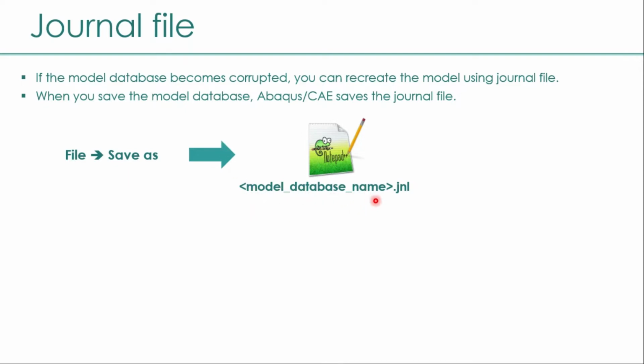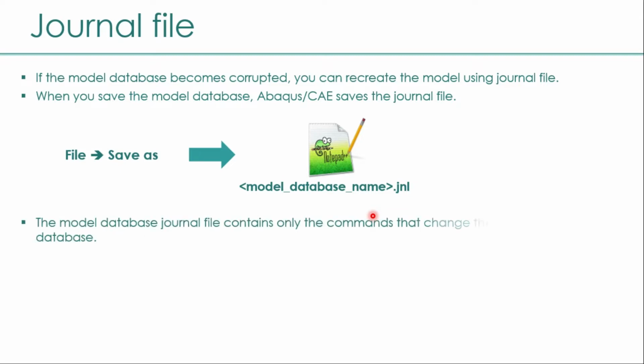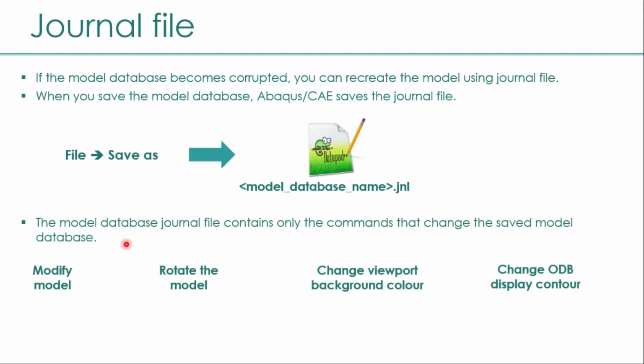Another difference between the journal file and the replay file is that it contains only the commands related to the model database. What does that mean? Let's say a user has modified the model, rotated the model, changed the background color of the viewport, or changed the ODB contour. Among all these, it saves only the model-related commands. Whenever you modify a model, only then does it save the command. Other actions it does not record.